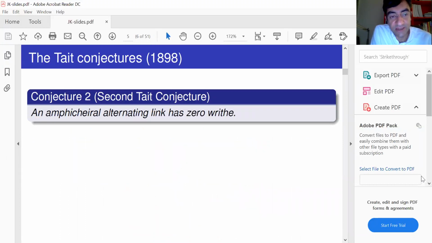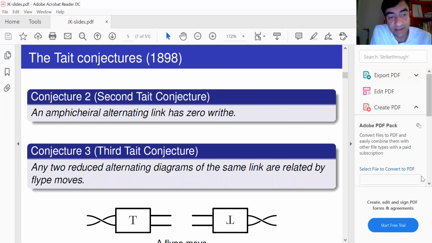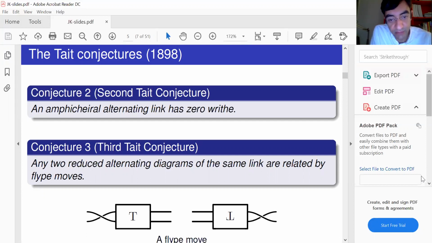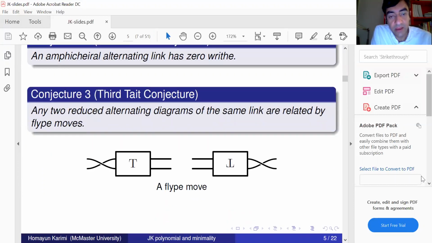The second Tait conjecture states that an amphichiral alternating link has zero writhe, or more generally, any two reduced alternating diagrams for an alternating link have equal writhe. And finally, the third Tait conjecture says that any two reduced alternating diagrams for the same link are related by flype moves. A flype move is as in this picture.